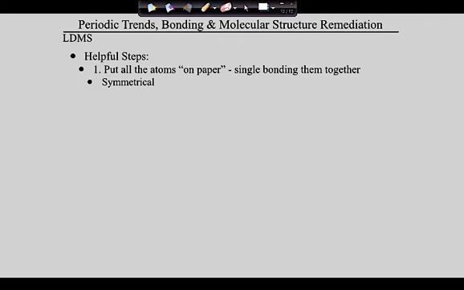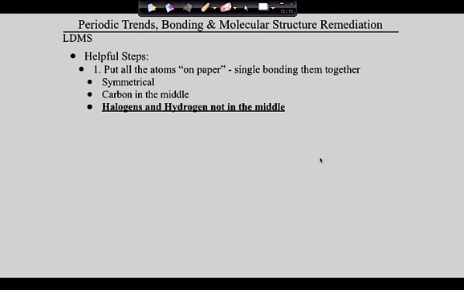Once we've drawn this symmetrically, the next thing that we need to remember is that carbon, because it has 4 bonding sites, tends to be in the middle, and we'll put it there whenever we can. It's important that we remember this one, and this was a very, very common mistake that we saw in the first test. When you are putting these atoms on the paper, make sure that you do not put halogens or hydrogen in the middle.